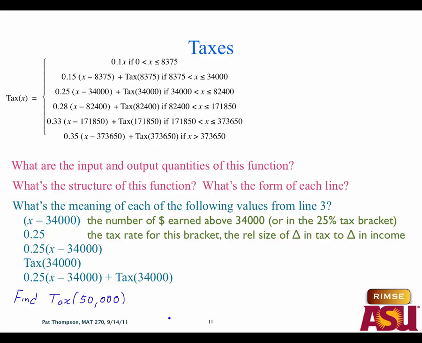0.25 times x minus 34,000. Chelsea, what will that compute? That's the tax rate on top of what's left after 34. So I heard you say it's a tax rate. Is it a tax rate? No, that's actually net. It's 25% of whatever you have over 34. Okay, which would compute what?